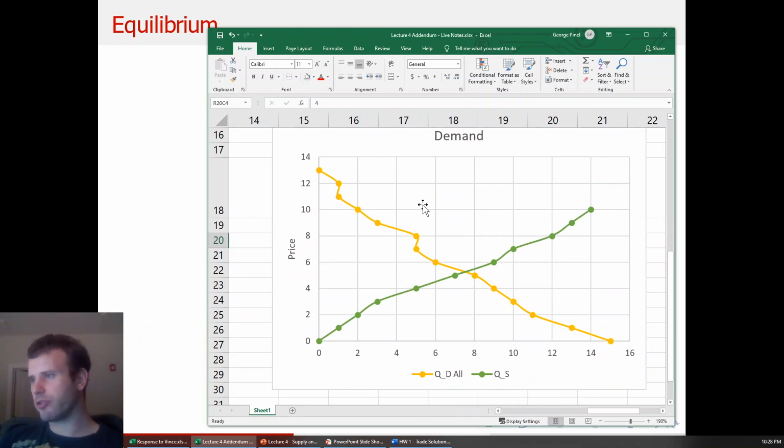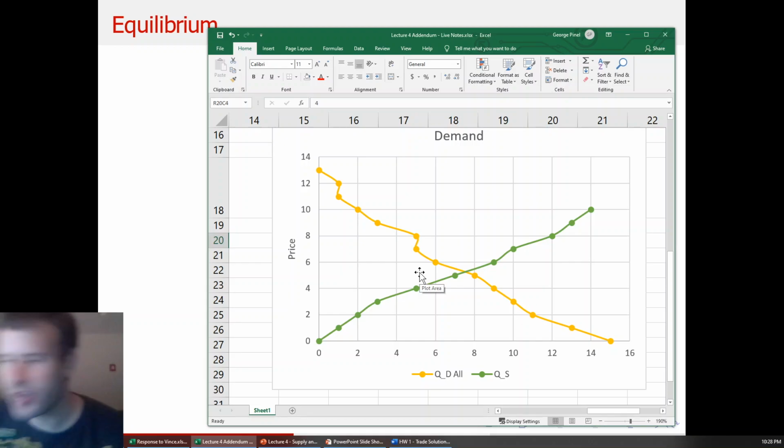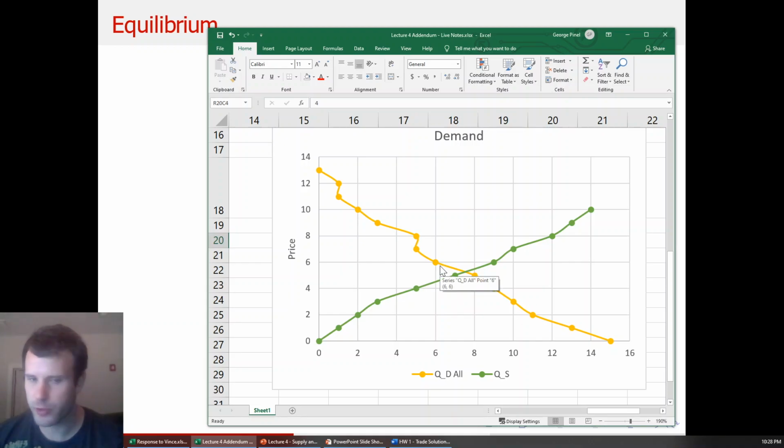So here's your graph, and see this little point right here? Somewhere around, looks like it's between like 7.5 quantity and 5 price, something like that. That's basically the point at which everybody who wants to produce has a buyer on the other side.